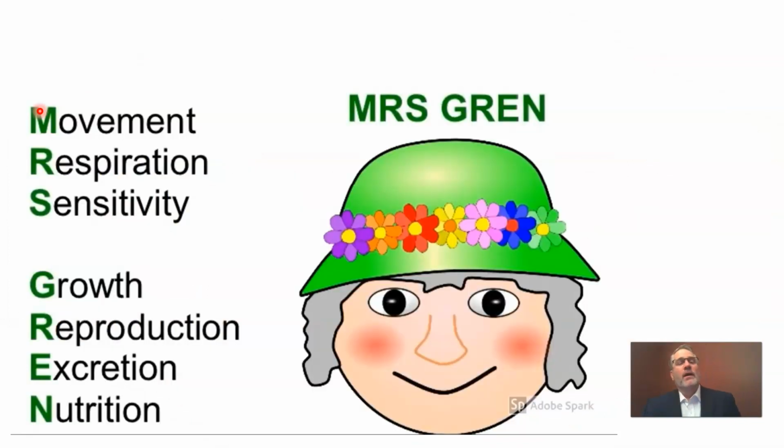So for me, I like to remember things with sort of memory tricks. This is once again a list that can be hard to remember, and so I like to use Mrs. Green to help me remember. I like to put this little old lady's face in my mind, and I like to use her name to remember the first letter of each of those life processes. Okay, so Mrs. Green. And we can see that Mrs. Green gives us the first letter of movement, respiration, sensitivity, growth, reproduction, excretion, and nutrition.